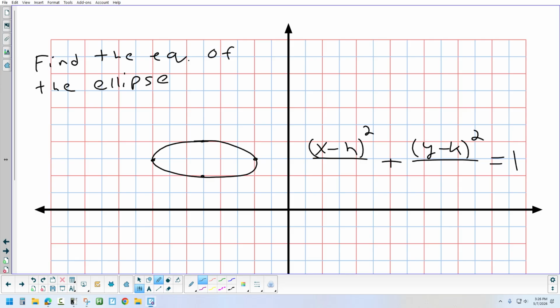And because of the shape of this ellipse, what letter do we want under the x? A squared. We want the bigger number to be in the horizontal direction. Yep. And what letter do we want under the y? B squared. Okay. So all we have to figure out is the h, the k, the a, the b, and the c. We don't need the c. C would be for the focus. That's not going to be something we have to figure out. Let's start with h.